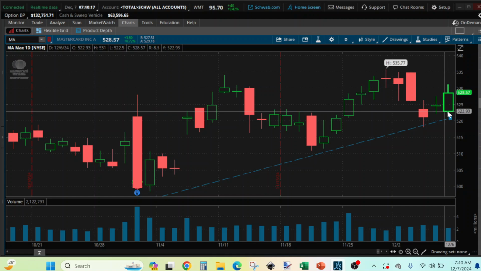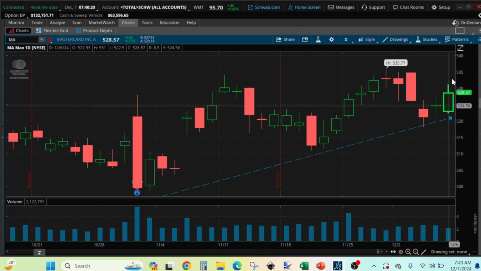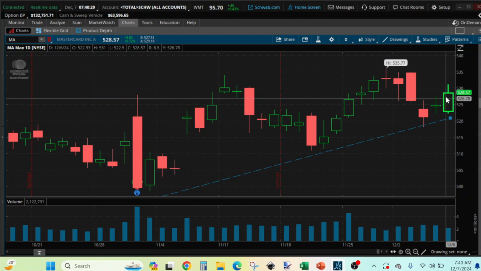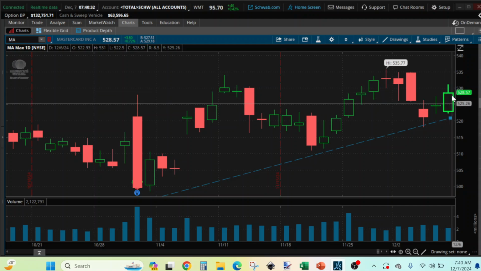And interestingly, when it opened, it went that low and it bought it for us. And you can see just for one day, we have this gap between the price it opened at and the price it closed at.